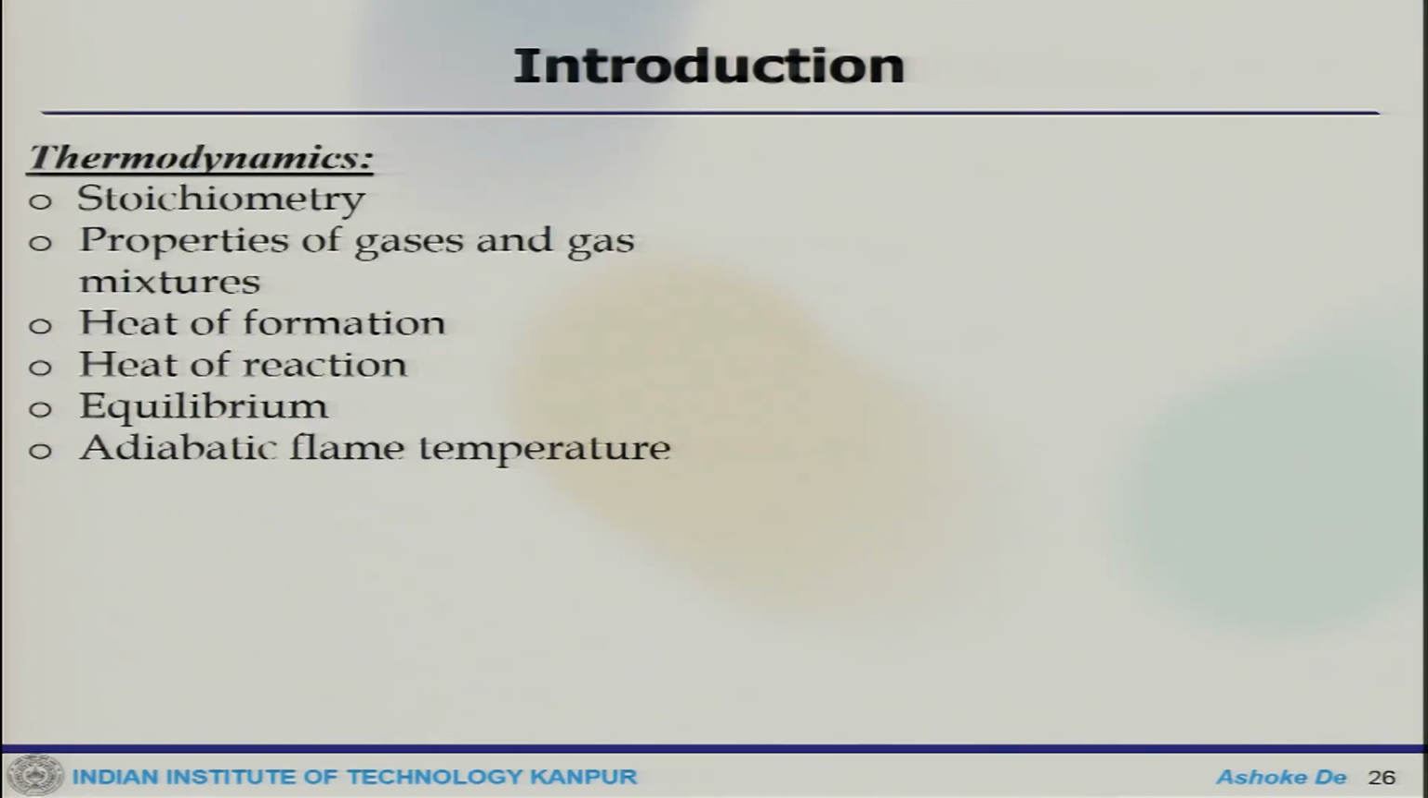So, if you first look at how thermodynamics is going to act, you define different things like equilibrium, heat of formation, heat of reaction, properties of gases, stoichiometry, and flame temperature. These are the things one would be able to estimate through thermodynamical analysis.